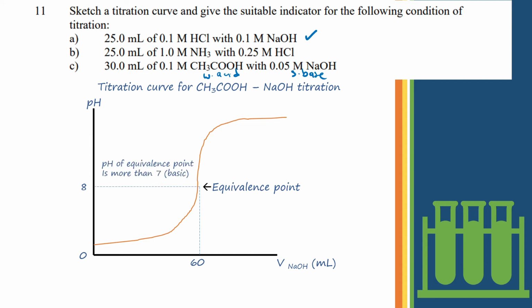So the pH at the equivalence point must be more than 7. Why basic? Because we added a weak acid with a strong base, so the base is more dominant, the strong base. That is why we get a pH more than 7. So the indicator suitable for this titration is phenolphthalein, where the pH range is between 8.3 and 10.